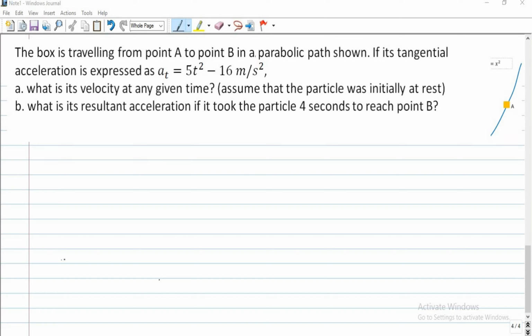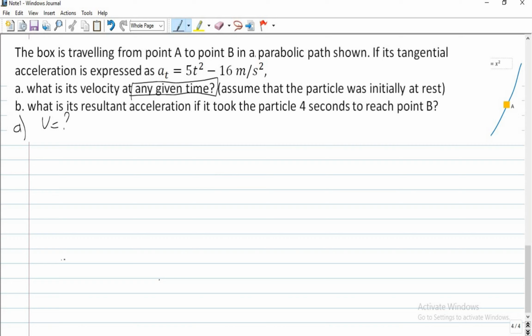So, for this given problem, let's solve first for letter A. So, sa letter A, ang hinahanap dito is the velocity. Again, ang sabi sa problem is at any given time. So, it is expected na yung ating answer in this problem for letter A ay hindi siya constant, in terms of t siya. And initially, the particle was at rest.